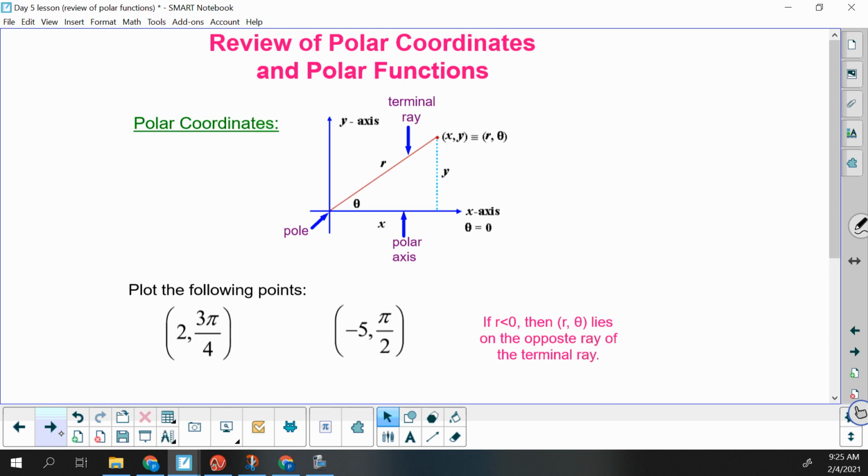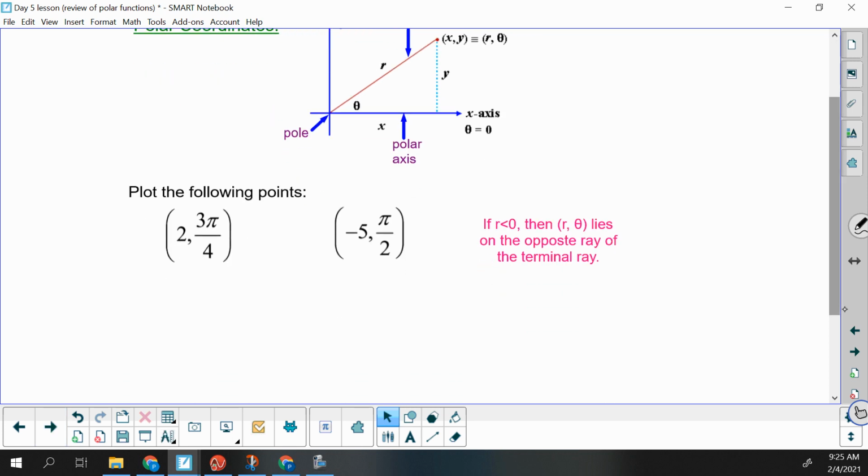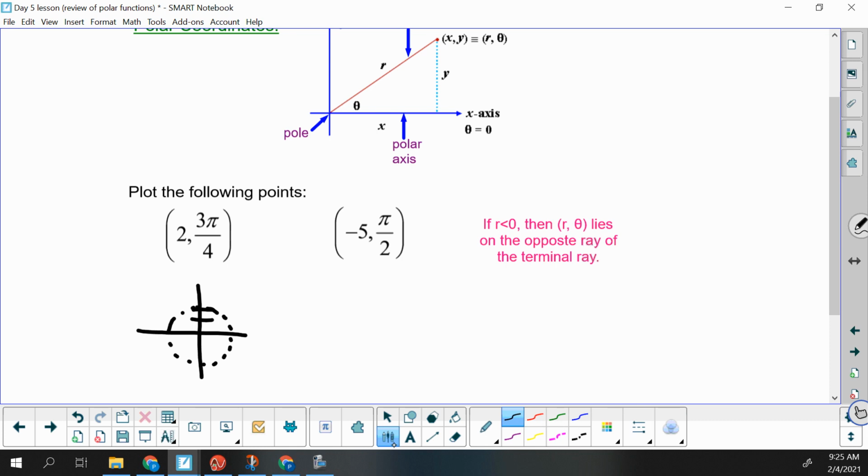So if we wanted 2 comma 3 pi over 4, if we wanted to plot that, well, 3 pi over 4 is the same as 135 degrees. And basically it means, imagine you had a circle of radius 2. We would want to go 135 degrees on that circle of radius 2, and that would give us our point for that polar coordinate. So that dot right there would be 2 comma 3 pi over 4.